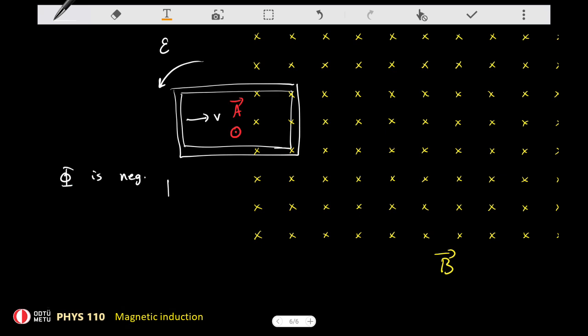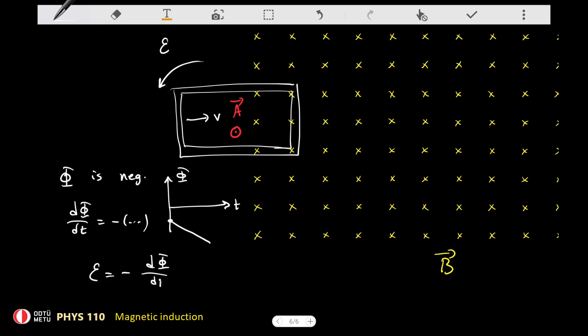So that means the flux versus time graph is like that. This is flux. It is negative, but its magnitude is increasing. So that means in absolute value it is increasing. So that means phi is decreasing. So d phi over dt is a negative quantity now. So therefore the EMF, which is equal to the negative of the rate of change of the flux, is a positive quantity. So therefore the EMF is positive along that chosen direction.